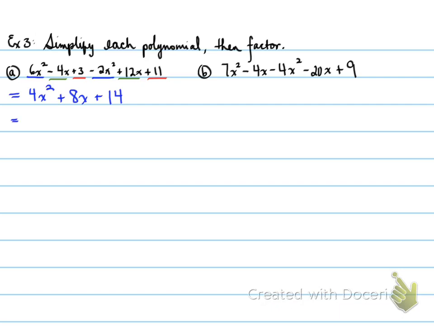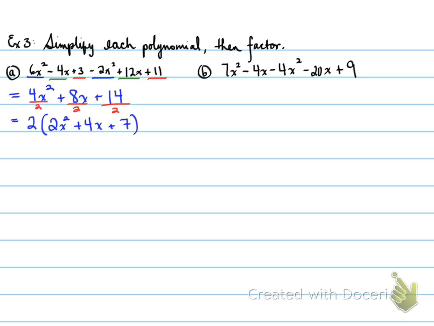Hopefully you're thinking, oh, that's right, not a 4, because 4 can go into here and here, but it can't go into here. So we're probably looking at 2. 2 can be divided by all of these. That's right, 2, folks. So we're left with 2 on the outside, and inside will be 2x squared plus 4x plus 7. And we close that bracket off, folks.